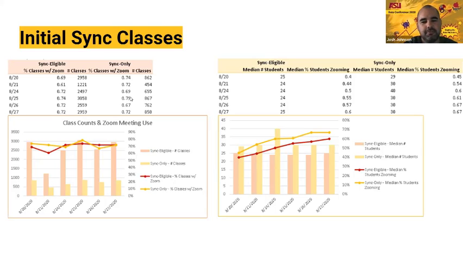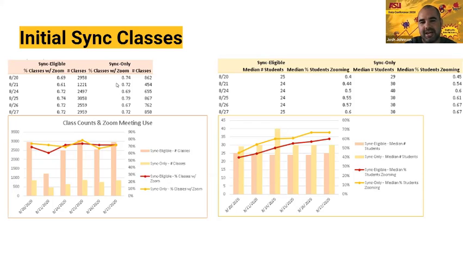So when you think about this, sync only means all the students should be on Zoom. So if only 70% of the classes have a Zoom, we can then assume that our match rate for Zoom to PeopleSoft at the class level is about 70%. Because if we had 100% match rate, 100% of the sync only classes should be using Zoom.